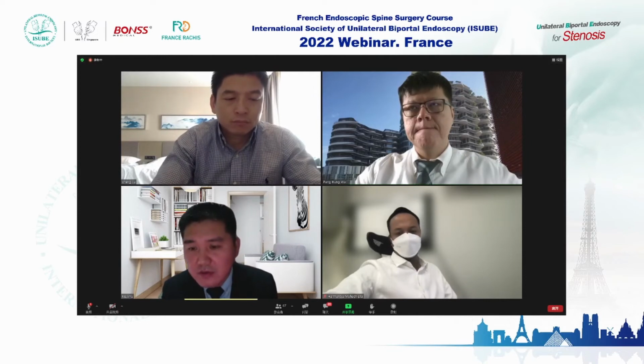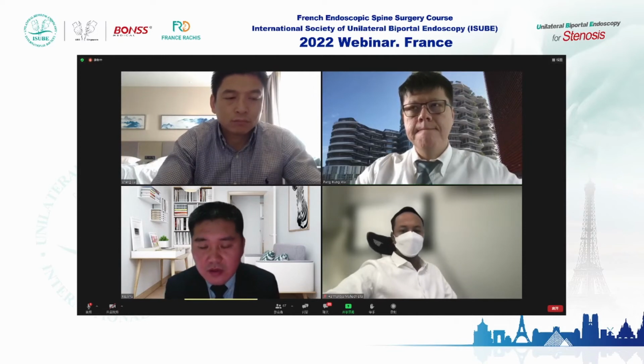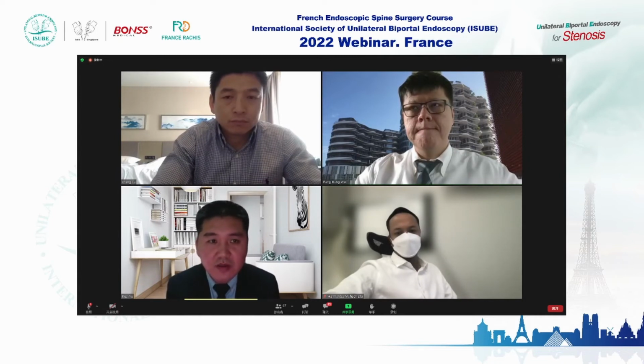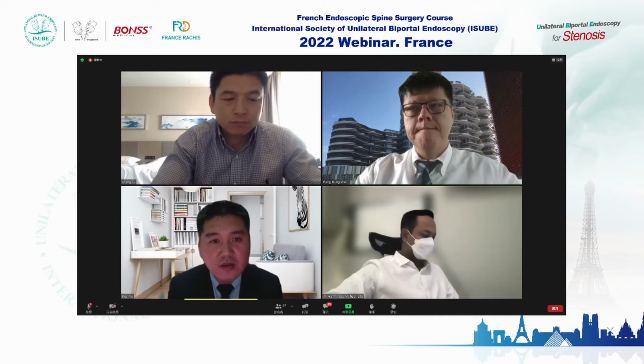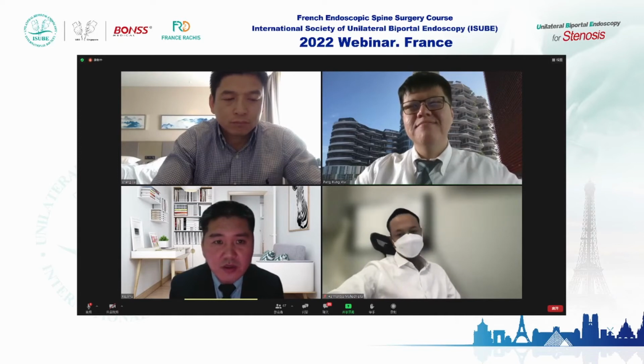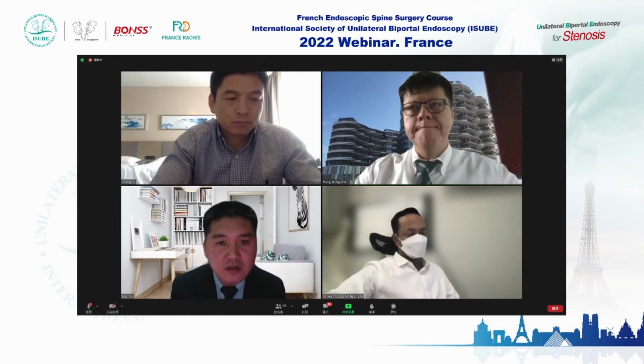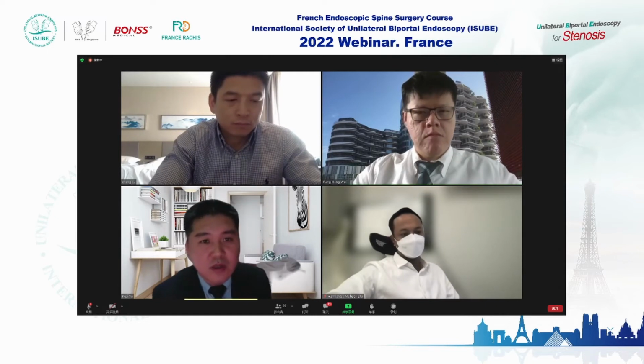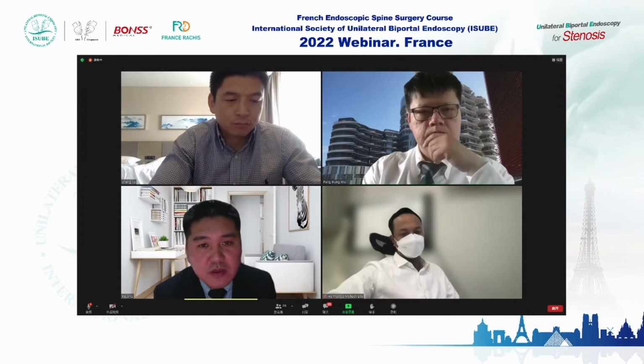So maybe in the future, if you look at the Da Vinci robotic surgery in the abdomen, they use 4 or 5 portals. So if we use robotic surgery in spine surgery, nowadays we only use it for pedicle screw insertion, not truly to do decompression or nerve work. So maybe in the future we can do more.